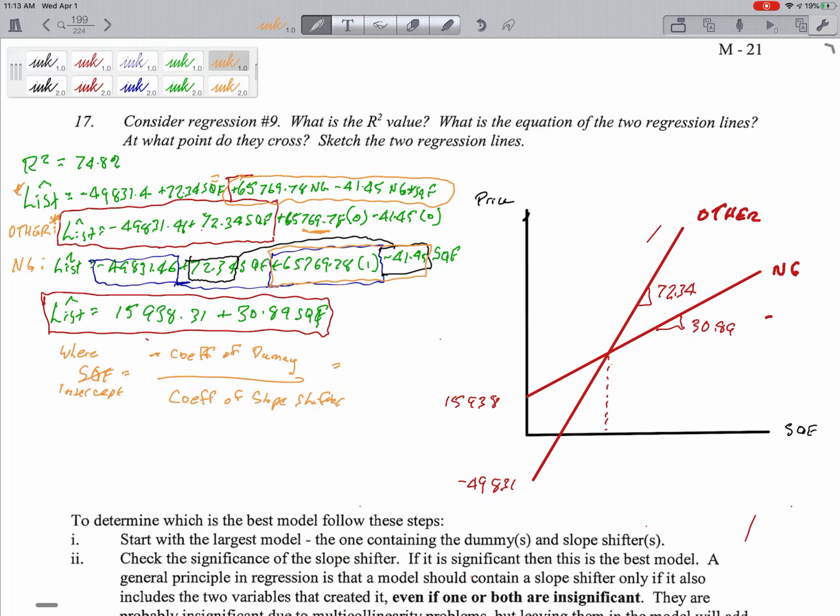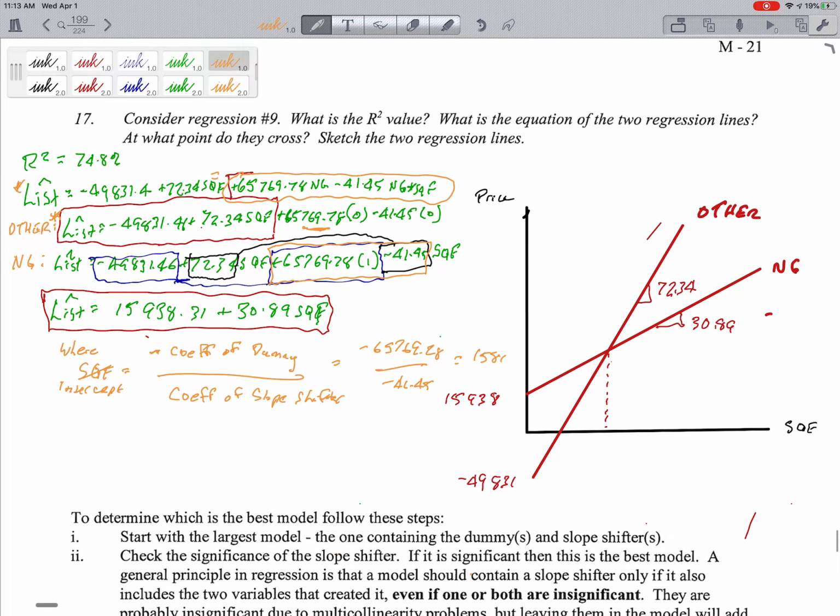So that's minus 65,769.28 over minus 41.45, and what you'll come up with is 1,586. Again, you can simply equate the two regression lines, set the listing prices equal and gather terms, and you end up with exactly what was left over, the coefficients of NG and NG times SQF. So this is 1,586.